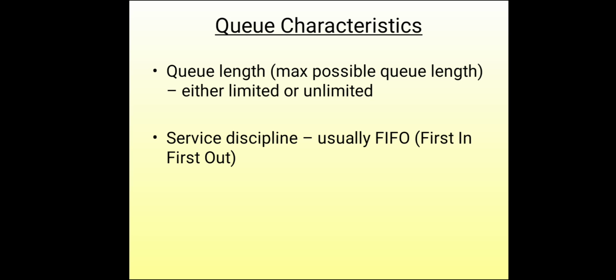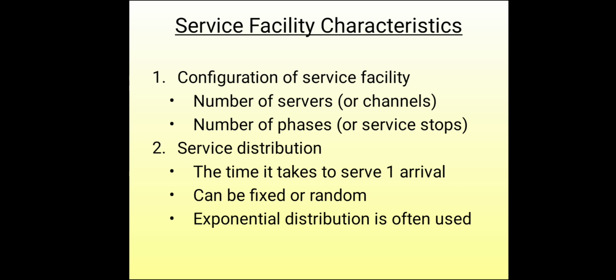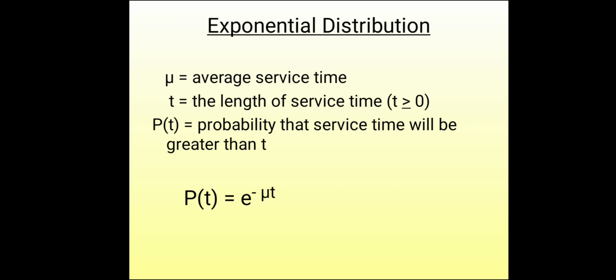Queue length is the maximum possible queue length, either limited or unlimited. Then service discipline, usually FIFO, that is first in, first out. Service facility characteristics: the configuration of service facilities, number of servers, that is channels, and number of phases, that is service stops. Then service distribution: the time it takes to serve one arrival can be fixed or random, and exponential distribution is often used for service distribution. Already we discussed.